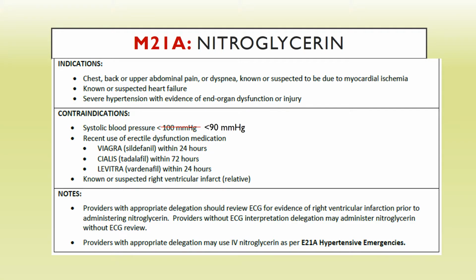So this is the nitro page here, so M21A. What I will let you know is that OMD has not corrected their medication page for nitro, even though you can kind of see, probably your eyes are drawn to it like mine, there's a red line through the systolic blood pressure less than 100. It's now 90. And so that's just to let you know that OMD has said it's okay in the ACS setting to administer nitroglycerin for pressures all the way down to 90.